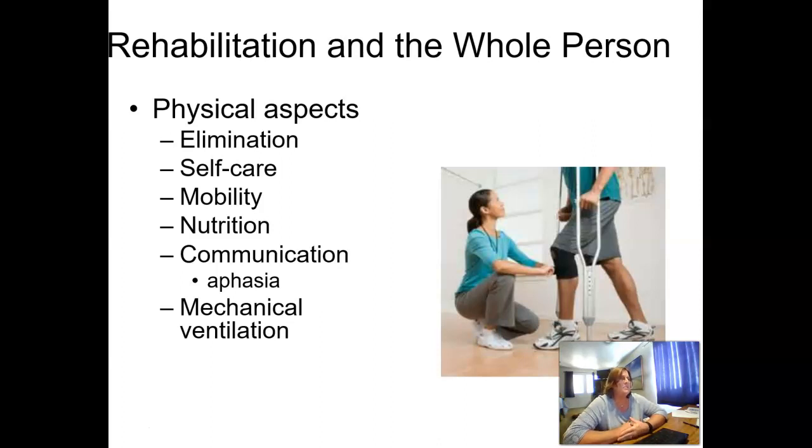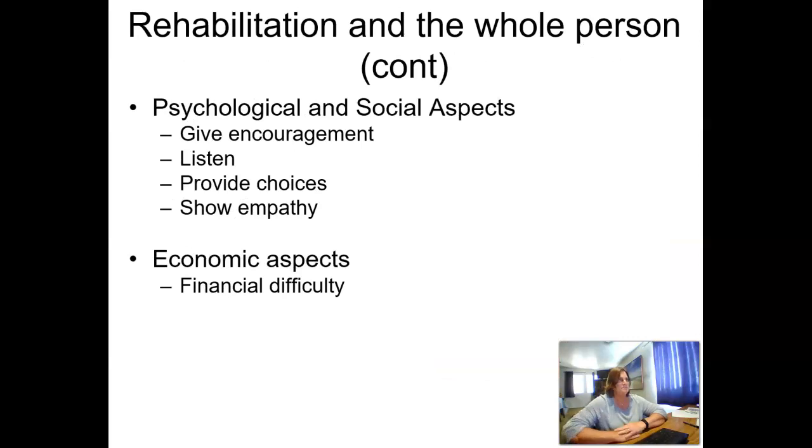Possibly they might need help with breathing. They might need a mechanical ventilator, or they might end up with a tracheostomy. So there are a lot of potential aspects when a person has a disability that we're going to be looking at and helping them with whatever is needed.